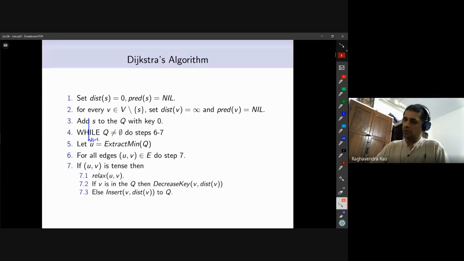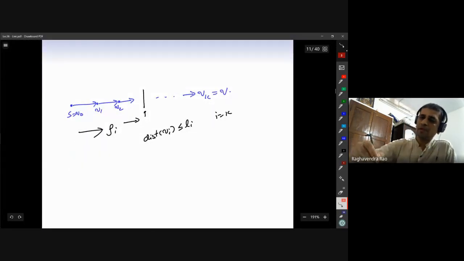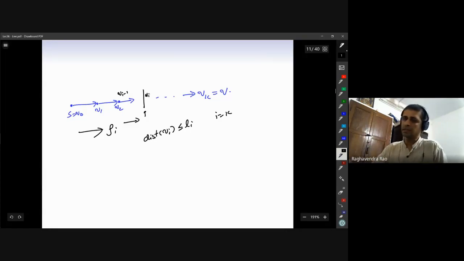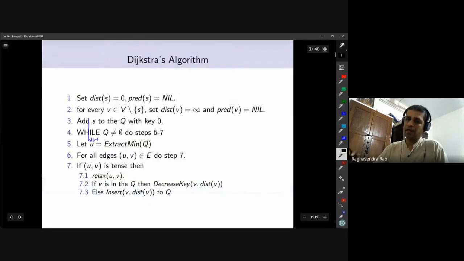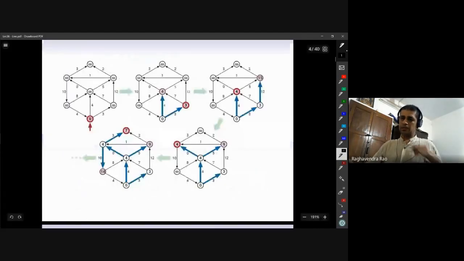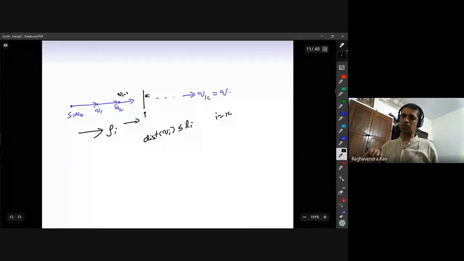Now in this path that we have taken, we have an edge from Vi minus 1 to Vi, right? So this is, say, Vi minus 1, this is Vi, let's say. So there is an edge. In other words, Dijkstra's algorithm will see if the edge Vi minus 1 to Vi is tense. If so, it will apply relax. Now we'll just look at the scenarios, whether this relaxation step happened or not. So let's look at the possibilities.